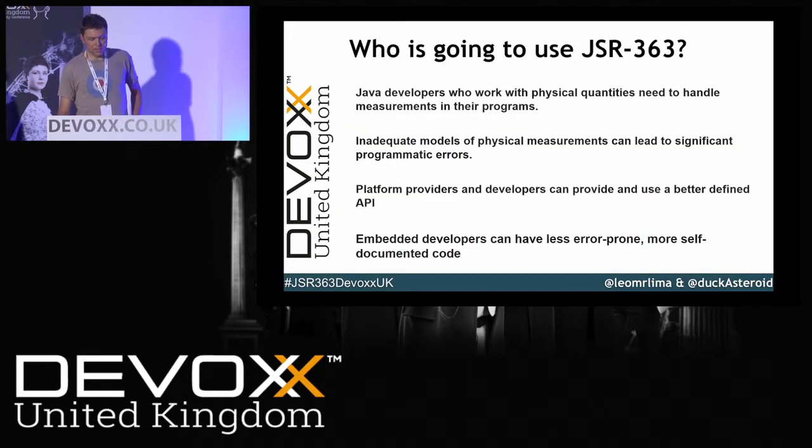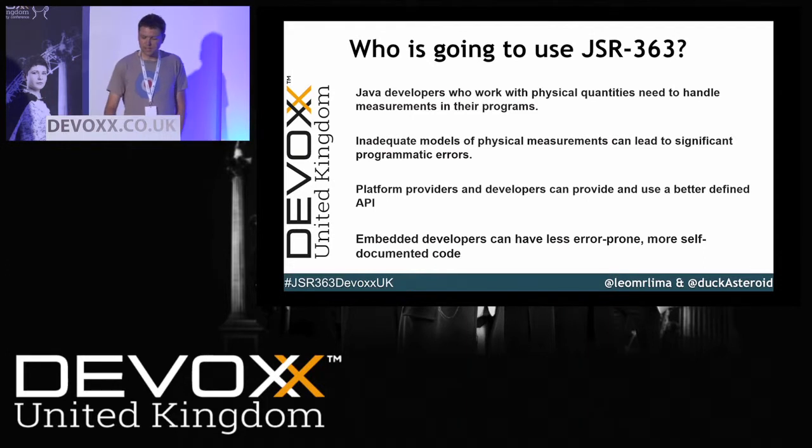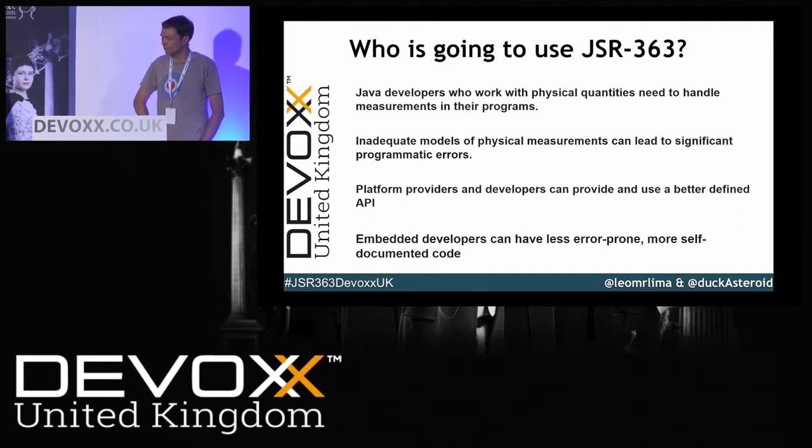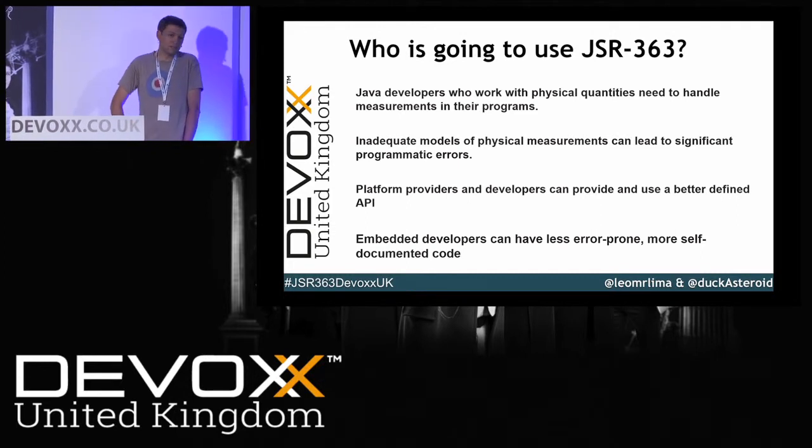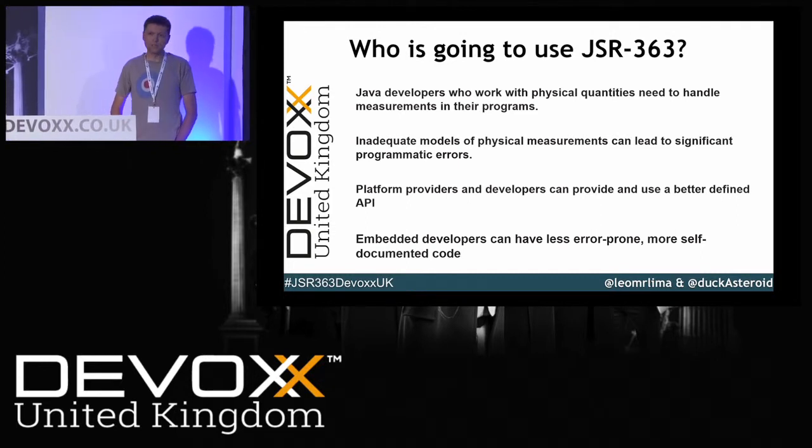So anybody who has to deal with physical quantities and handle measurements, and working for a test tool company, we do that quite a lot, so I'll be one of them. Anyone with inadequate models of physical measurements can end up with programmatic errors. And to be honest, even the same API extends into money now as well, doesn't it, I believe? So we're also using the units to represent different kinds of currency.